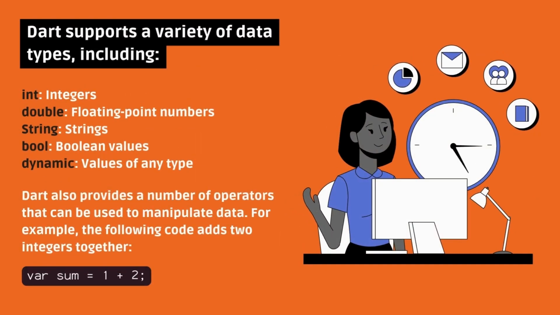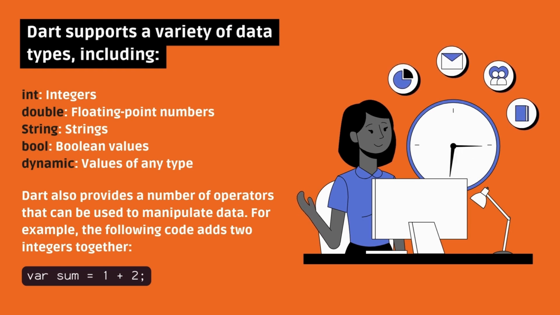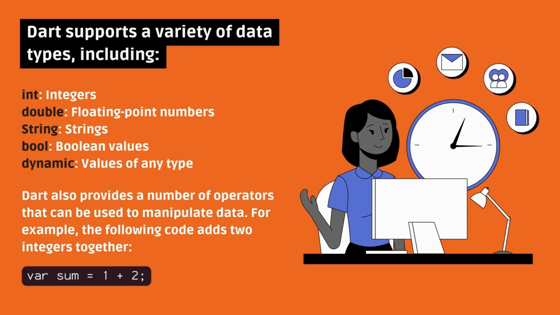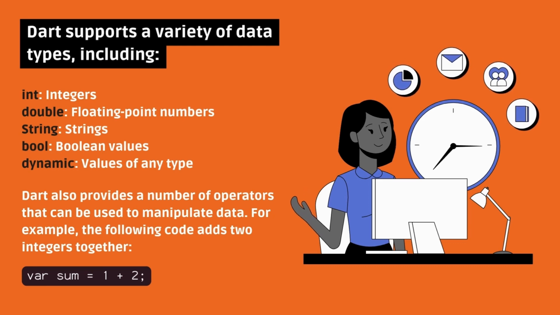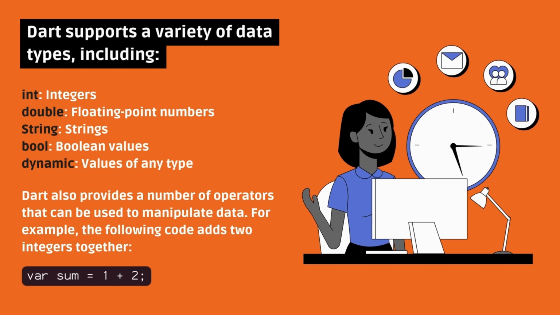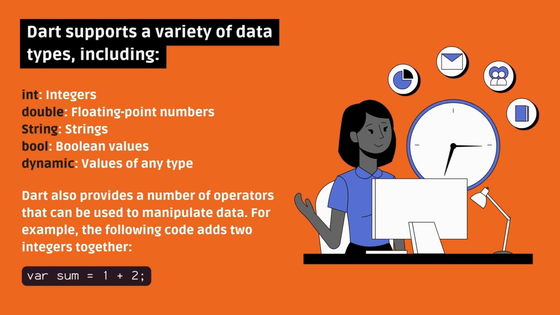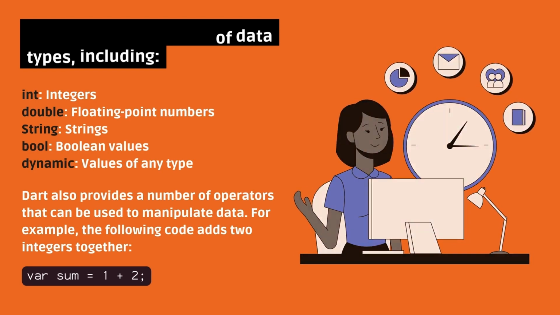Dart supports a variety of data types, including int, integers; double, floating point numbers; string, strings; bool, Boolean values; and dynamic, values of any type. Dart also provides a number of operators that can be used to manipulate data. For example, the following code adds two integers together. var sum = 1 + 2.